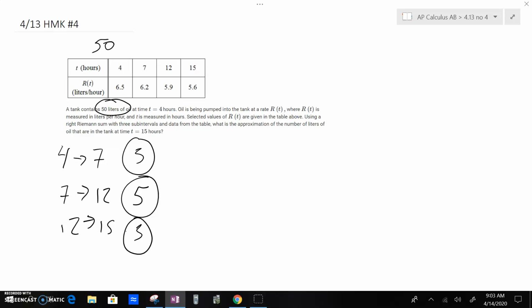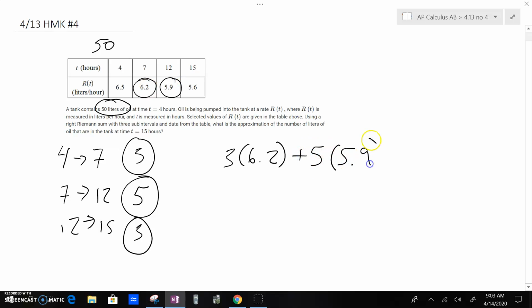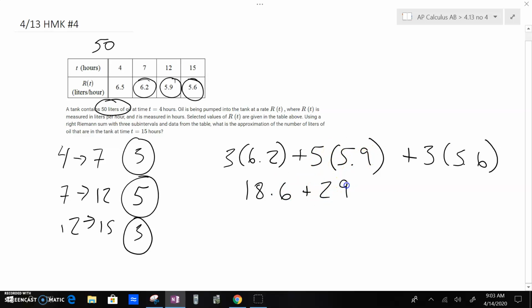So let's see, we're using a right Riemann. So that means we're going to use 6.2. That's going to match with the 3. We're then going to use 5.9. That's going to match with the width of 5. And we're going to use 5.6, which would match with the width of 3. Adding these 3 things up will get us our right Riemann estimate. So this first one's going to be 18.6. The second one would be 29.5. And this third one would be 16.8.